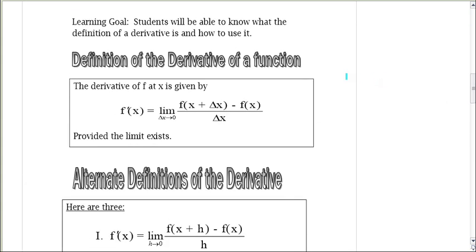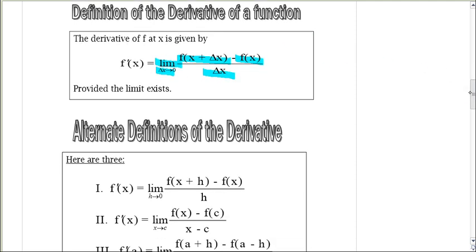The one that we proved, the big kahuna, is that the definition of derivative is basically the limit as delta x approaches 0 of f of x plus delta x minus f of x, all over delta x. And that will give us the first derivative, and we're going to see how to actually use it.